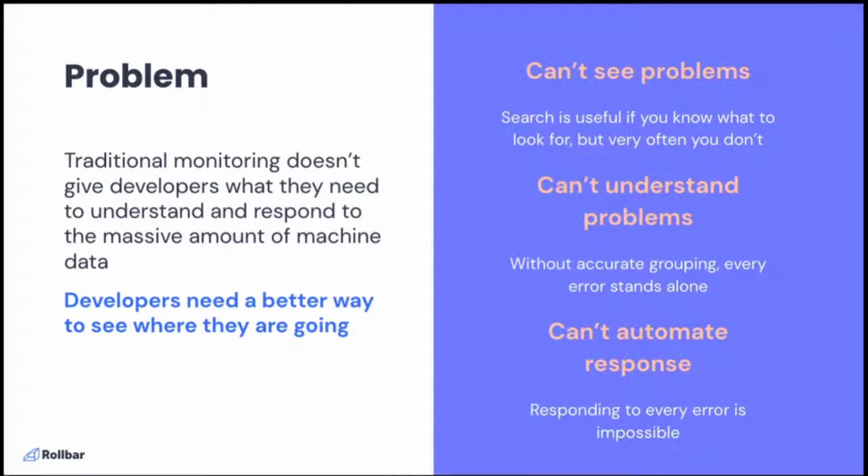So here's the problem, right? Traditional monitoring doesn't give you enough to know and respond to the massive amount of machine data. And nobody likes to pore over a log file, tracking errors, trying to correlate exactly what time things happened and what was going on. So we need a better way to see where the errors are. And in order for us to have a self-healing system, we need the system to recognize that there's a problem itself as well. So if you can't see the problem and you can't understand the problem, you can't auto-respond to the problem.